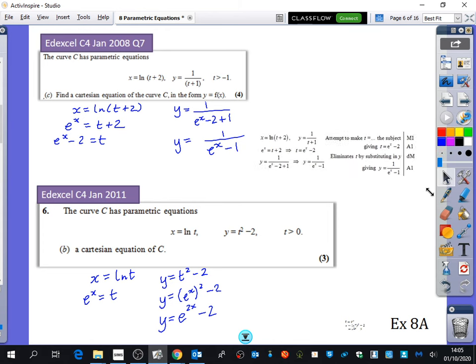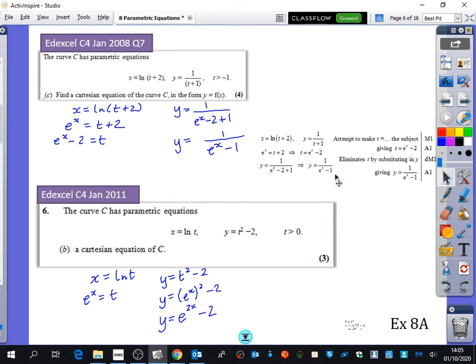I think that's what these would have been here. Let's just confirm that's what the mark scheme said. Yes, we've got 1 over e to the x minus 1. And then here we have got e to the 2x minus 2. So we're going to do a few questions from exercise 8A. And I think you are going to try and decide whether you want to be looking at the ones with logs or whether you want to be doing the ones that are just polynomials and stuff, okay?